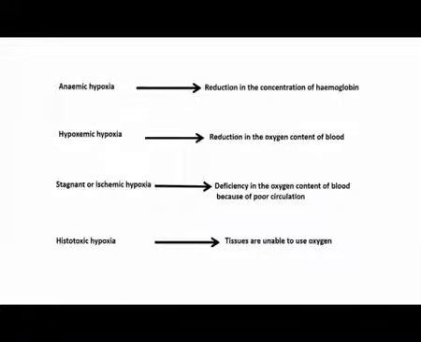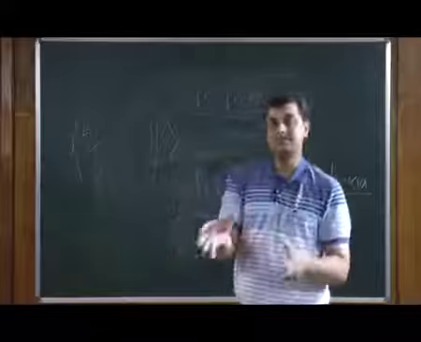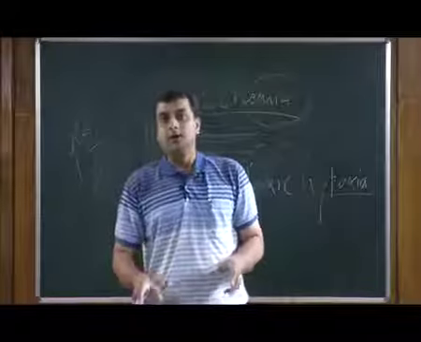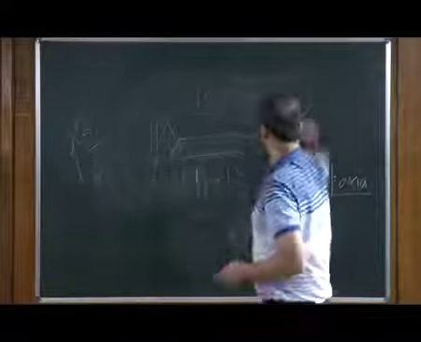So, these are four: anemic, hypoxemic, ischemic and histotoxic, and accordingly we discussed the root words and how they are involved. So, basically these are nothing but terminology associated with hypoxia.